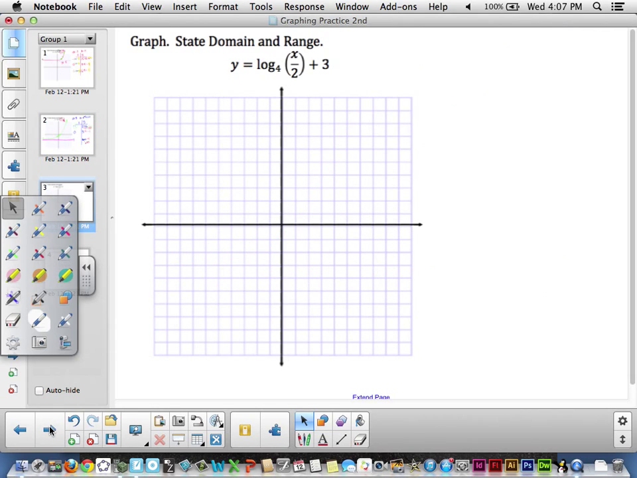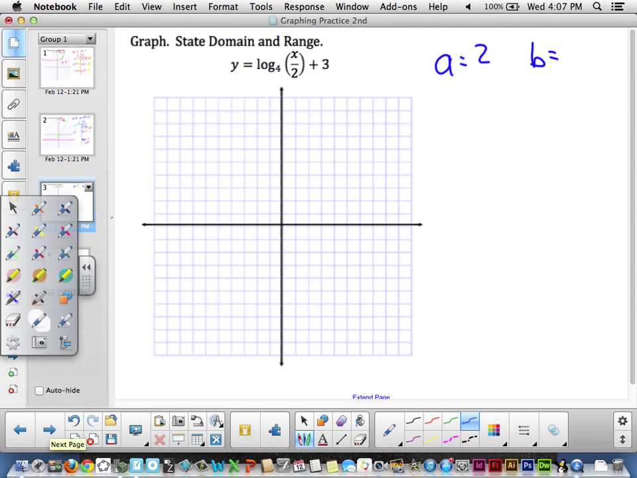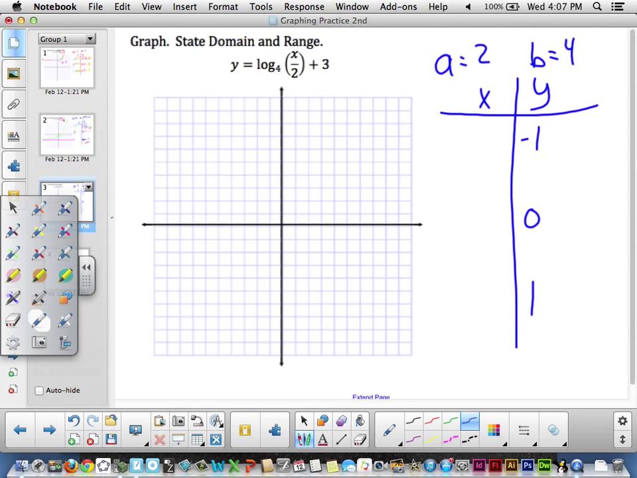Moving on, we have a log. Well, it's the same thing. We need to identify A and B. A is 2 here, B is 4. So as we make our chart, remember it's a log, so we're going to do it backwards. Instead of putting negative 1, 0, and 1 in the x's, we're going to put them in the y's.